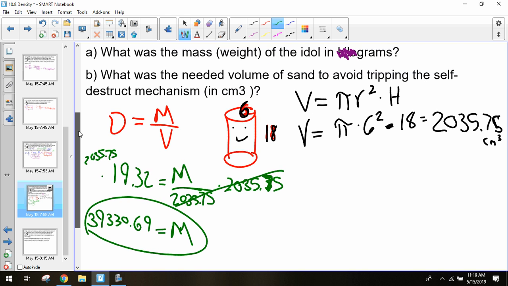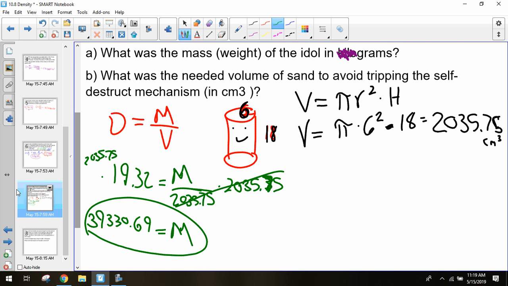So that was part A. We want to find the mass of the idol. So the other thing we need to know is what is the needed volume of sand to avoid tripping the self-destruct mechanism. As soon as you take the idol off, the pressure plate goes, and then the boulder starts rolling down, and the temple starts collapsing and all that. So you have to put the sand on there to keep the pressure plate from going off.